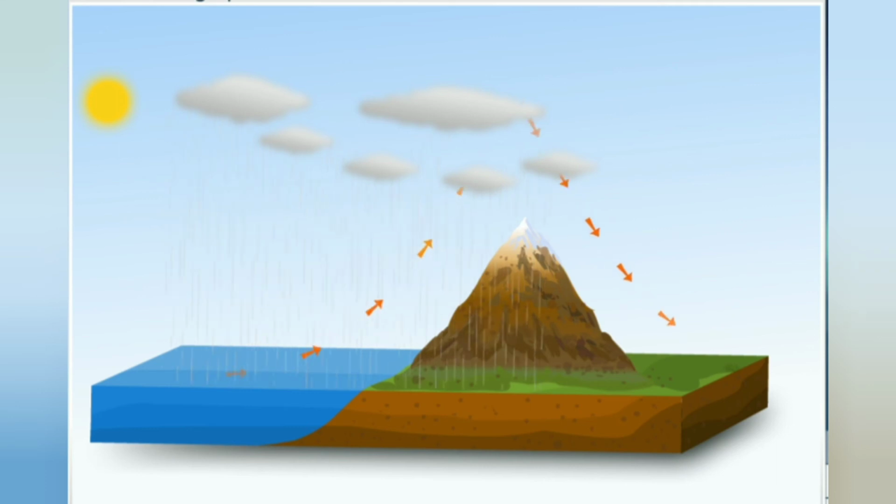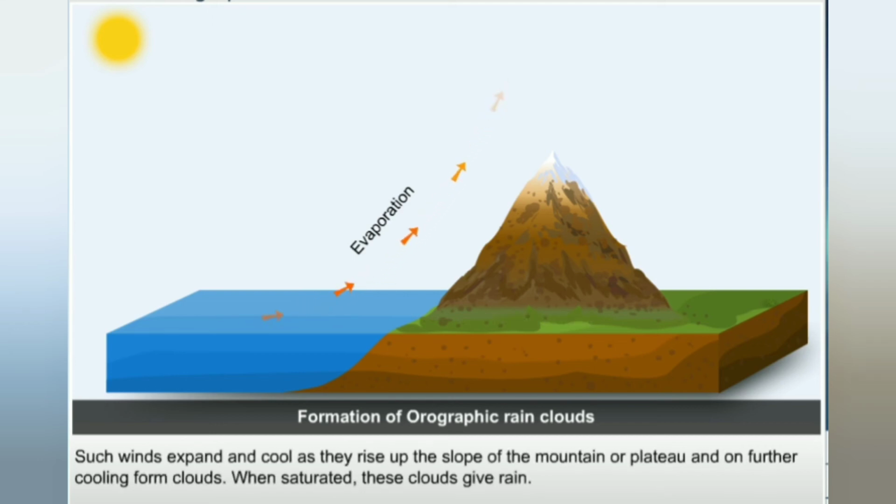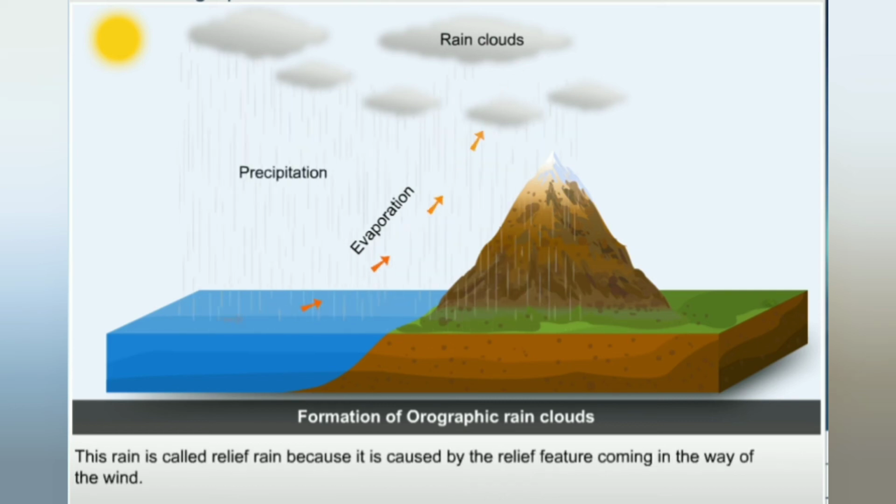Relief or orographic rainfall. Sometimes moisture-bearing winds are forced to rise because of the presence of a physical barrier, such as a mountain. Such winds expand and cool as they rise up the slope of the mountain or plateau, and on further cooling form clouds. When saturated, these clouds give rain. This rain is called relief rain because it is caused by the relief feature coming in the way of the wind.